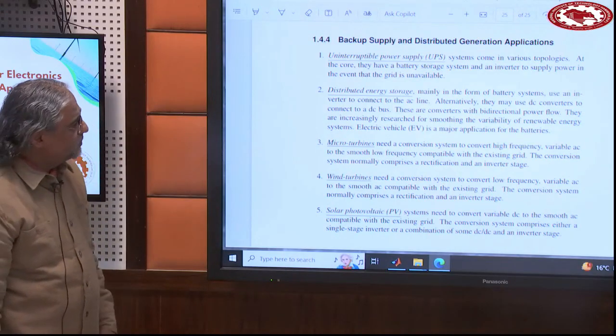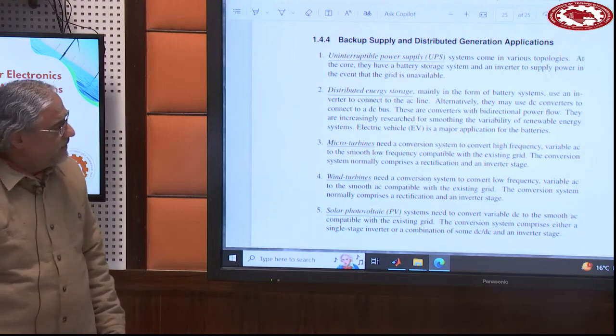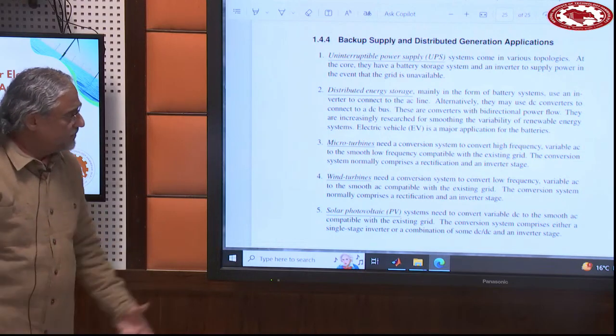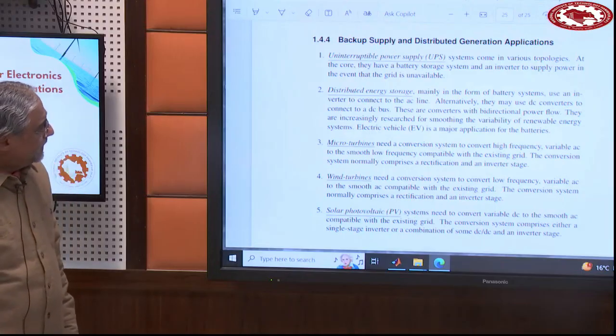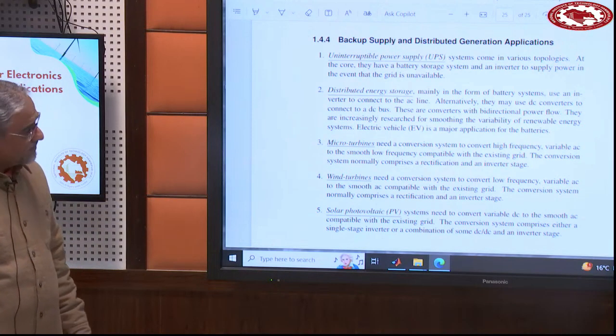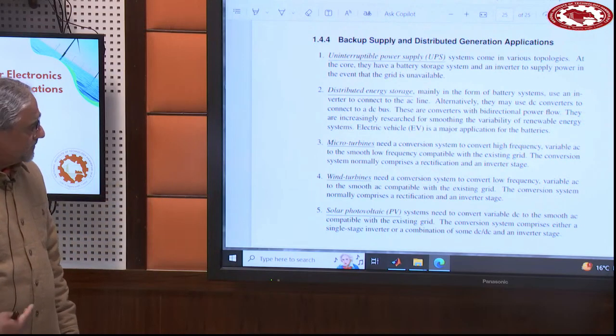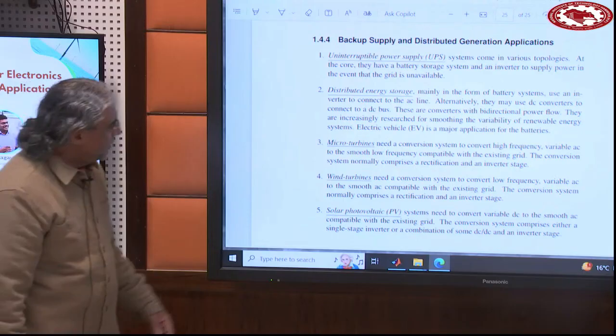And distributed energy storage, right? It's a battery that can store energy and release energy. Electric vehicles, you can say this is one specific type of distributed energy storage that stores energy.